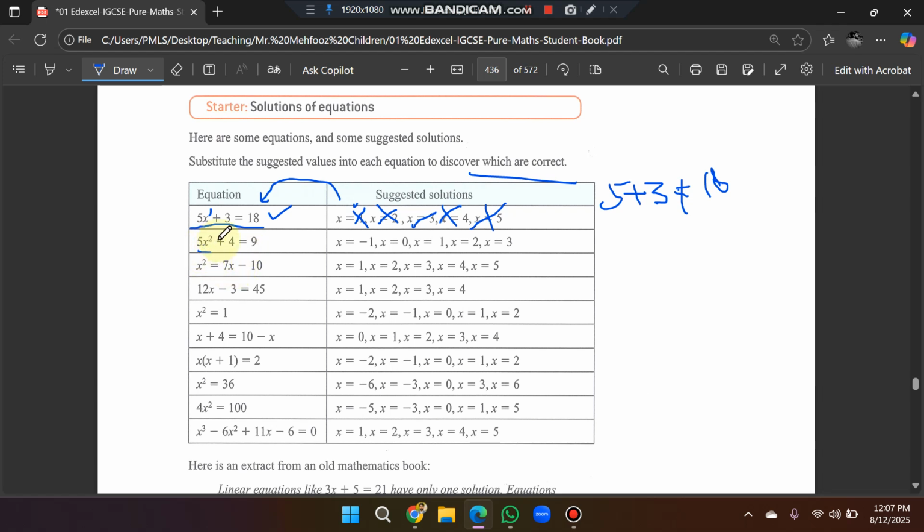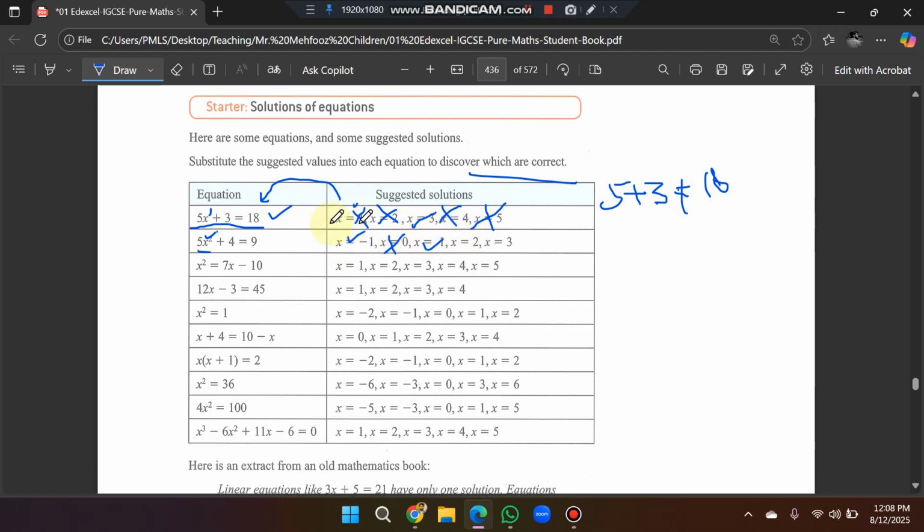Okay, so 5x square plus 4 is equals to 9. If you put x is equals to minus 1, minus 1 whole square is equals to 1. 1 multiplied by 5, that is 5. 5 plus 4, that is equals to 9. So this is your solution. When you put x is equals to 0, this term is equals to 0 and plus 4 is equals to 9. So 4 is equals to 9, that is not true. Again when you put 1, 1 square is 1. 1 multiplied by 5, that is 5. 5 plus 4, that is 9. So 9 is equals to 9 is your solution, right?